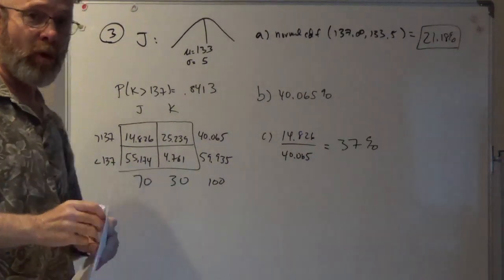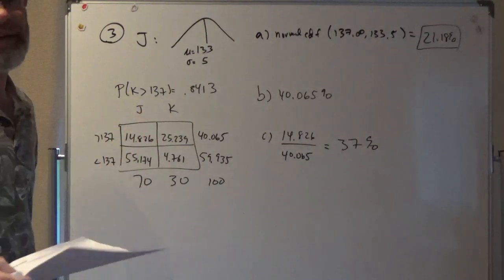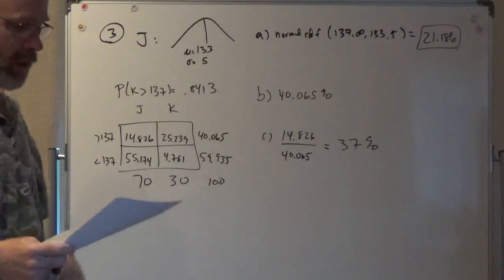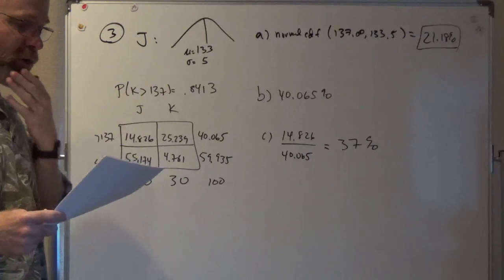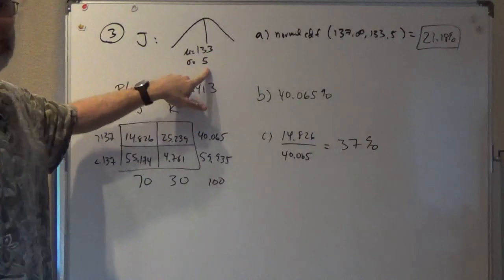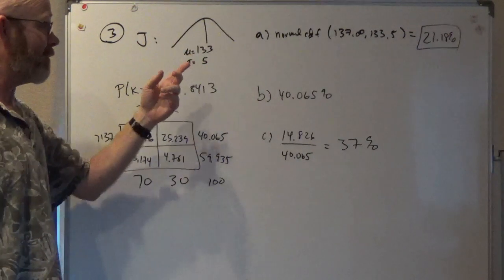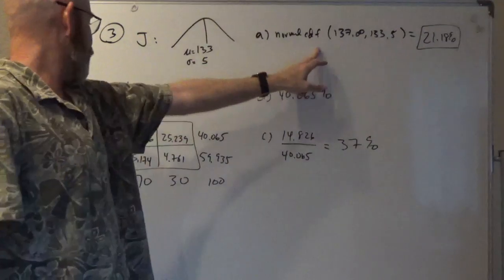Okay, problems 3 and 4. Problem 3, we've done a lot of problems like these. They're just given to us in a little different way, the little chart problem. We got these two grocery stores producing melons from J and K. From J, it's got a mean of 133, a standard deviation of 5. So they ask you to figure out what the probability of having a diameter greater than 137 was.